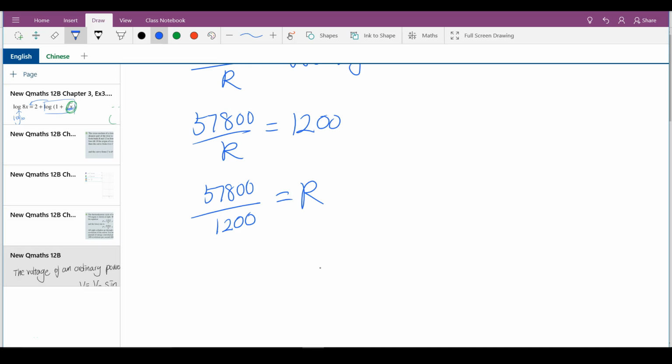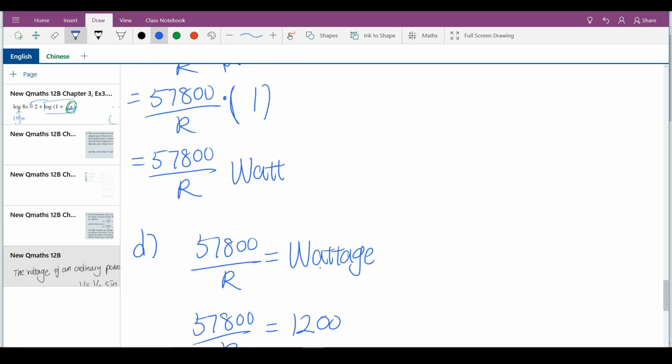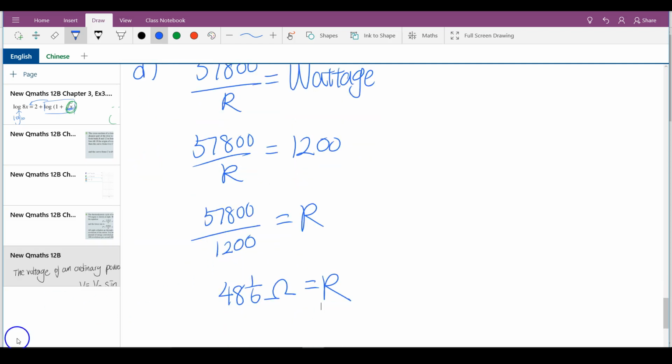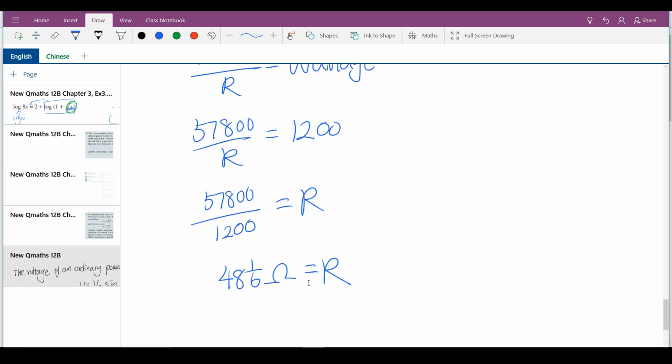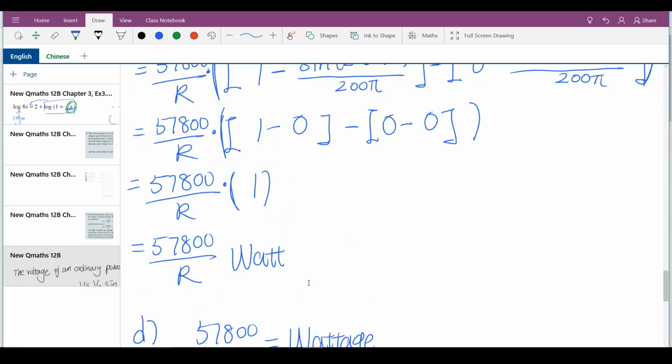That is 57800 divided by 1200. We got 48.16 ohm equals the R. Easy? Cool. So that's it.